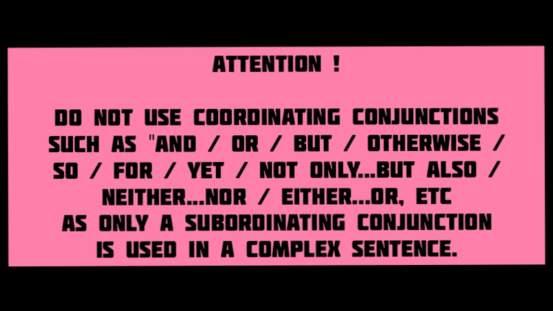Here is a word of caution for you. While combining two simple sentences into a complex sentence, we must not use a coordinating conjunction such as and, or, but, otherwise, so, for, yet, not only but also, neither nor, either or, etc. Why? Because coordinating conjunctions are used only in compound sentences and subordinating conjunctions are used in complex sentences.